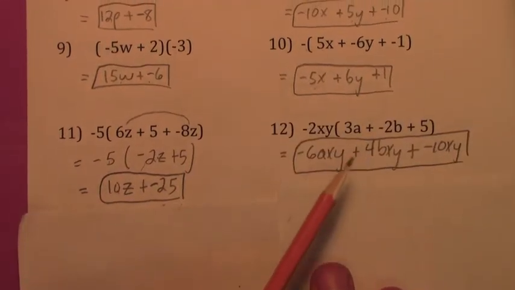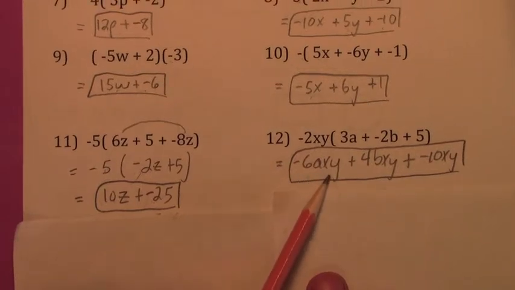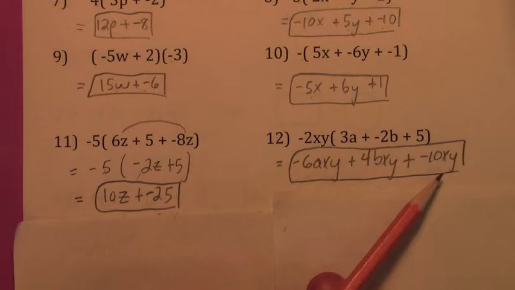Last one. I got negative 6ax plus 4bxy plus negative 10xy.